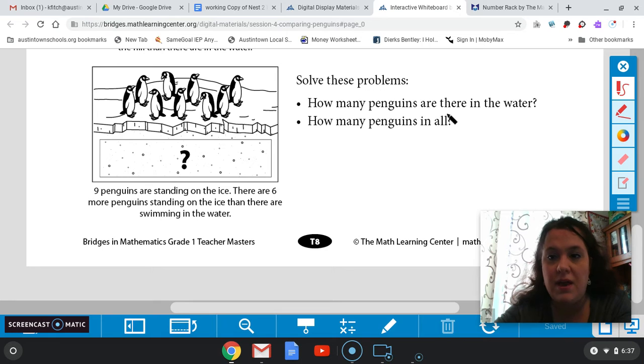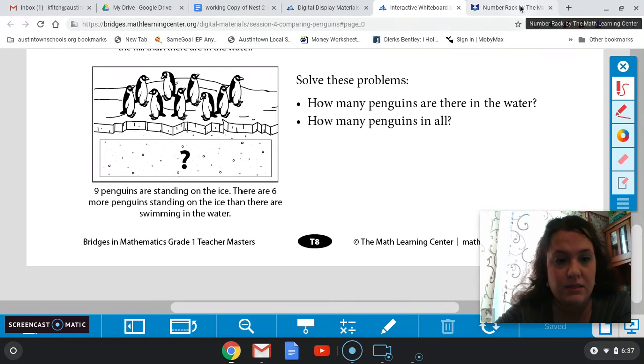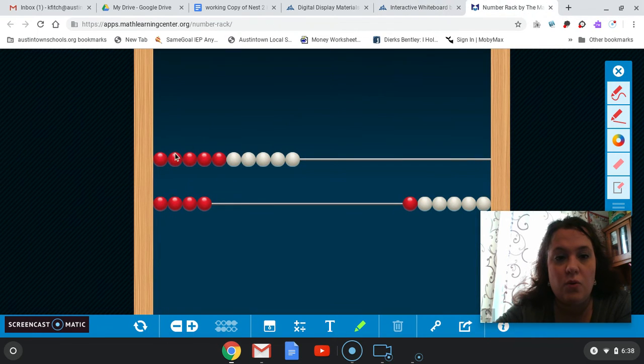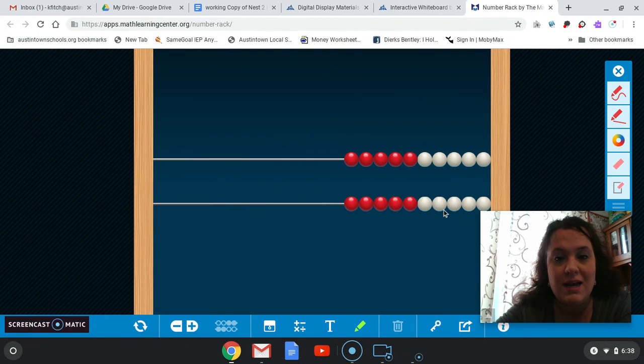They want to know how many penguins are there in the water. So let's see. 9 penguins are standing on the ice. So we have 9. There are 6 more penguins standing on the ice than there are swimming in the water. Ooh. So we need to know how many are here. So let's go to our number rack this time, okay? So we have 9 penguins on the ice, and there's 6 more on the ice than there are in the water. So if we show 9 penguins that are standing on the ice, that's not 5, 6, 7, 8, 9, okay?